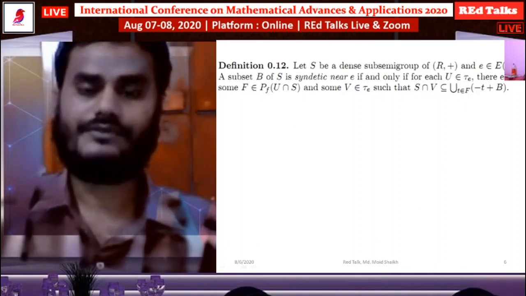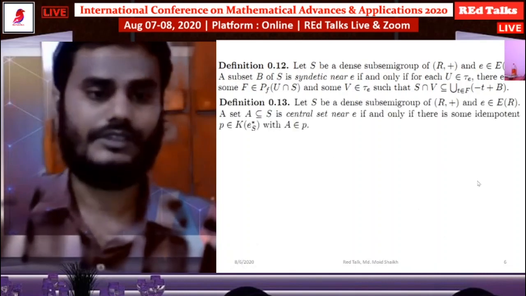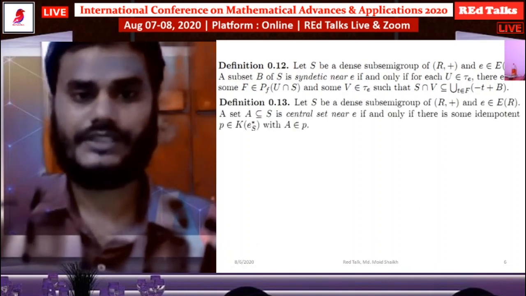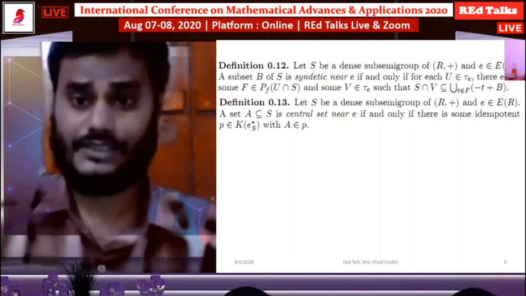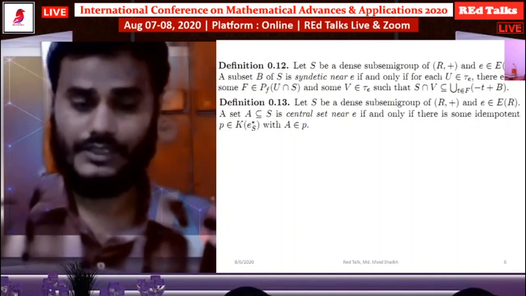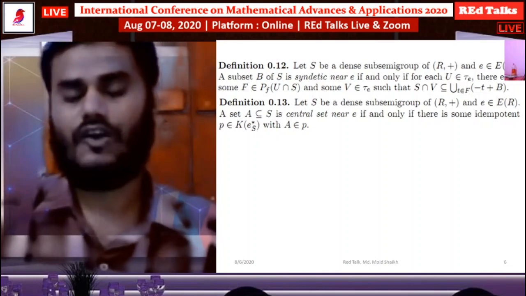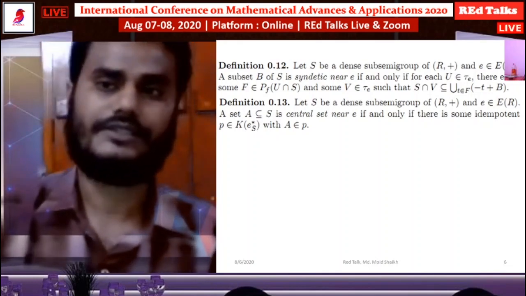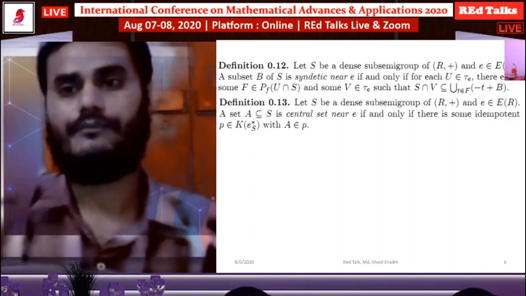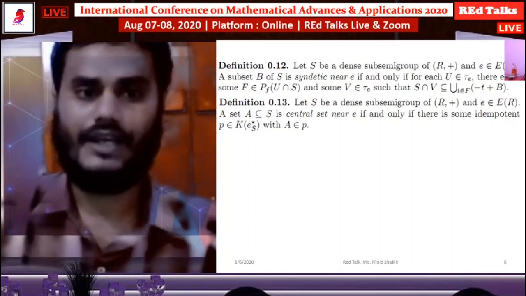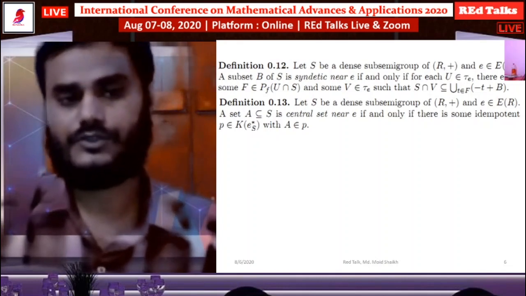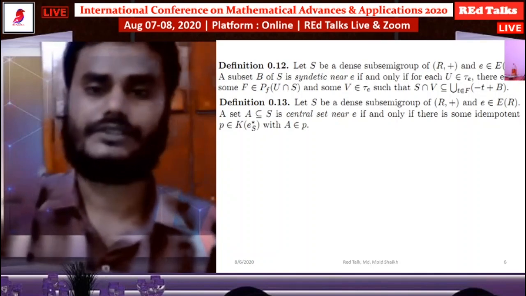Let S be a dense subsemigroup of (R, +) and E belong to R. A subset A of S is a central set near E if and only if there is some idempotent p in K(E*(S)) with A belongs to p. As E*(S) is a compact right topological semigroup, which is proved in the paper of Tootkabani and Vahed, it has the smallest two-sided ideal, that is K(E*(S)).